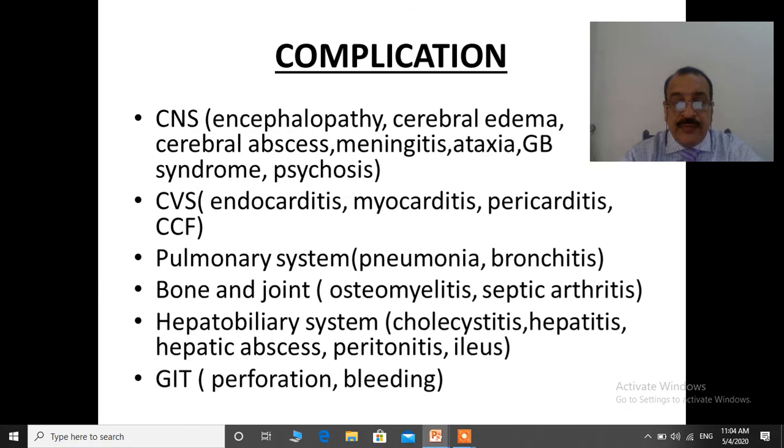So these patients will have to be managed by the physician as well as by the surgeon and should be properly investigated. Then in the GIT there will be perforation and bleeding. These are the two complications which nowadays are seen rarely because the condition is diagnosed much earlier and is treated promptly. So as a result, the complications of typhoid fever have decreased in their incidence.